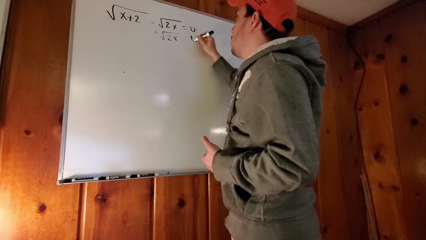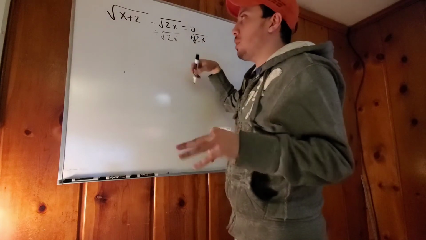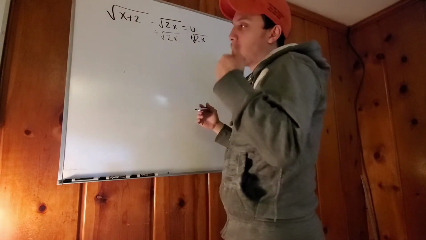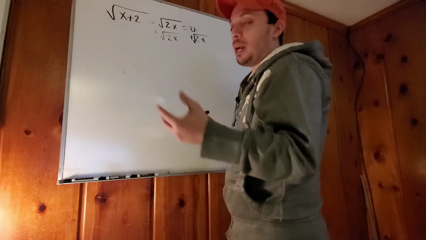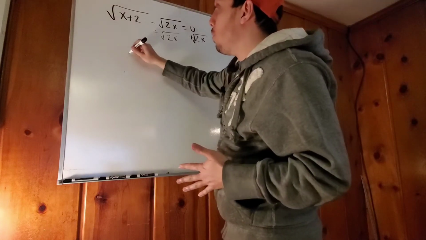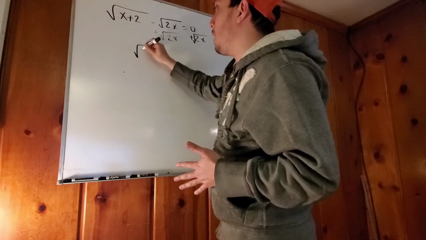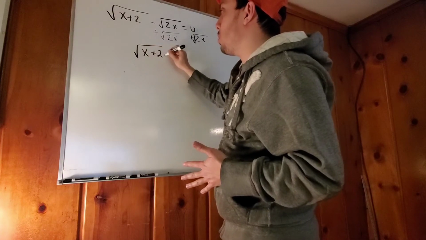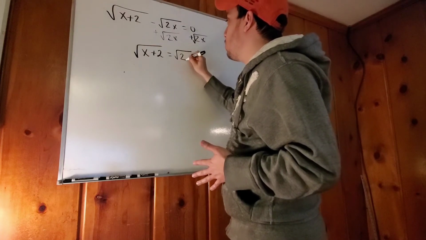This time I'm actually going to do it. Square root of 2x on both sides, not 2x. Square root of 2x. I keep getting into this habit, a really bad habit. So then we end up with square root of x plus 2 equals square root of 2x.